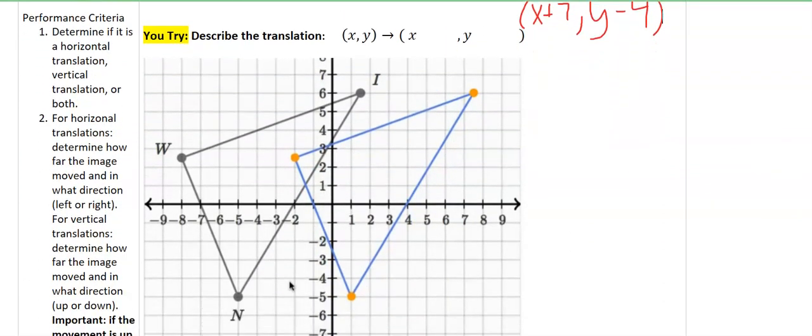So, for this try, if I look, my y values aren't changing at all. So I'm not going to have anything plus or minus here, so I can actually bring this back a little bit. But we are moving to the right. So our pre-image is in gray, and our image is in blue. And I can see if I match up my points, we've moved 1, 2, 3, 4, 5, 6 units to the right. So I would have +6 there.